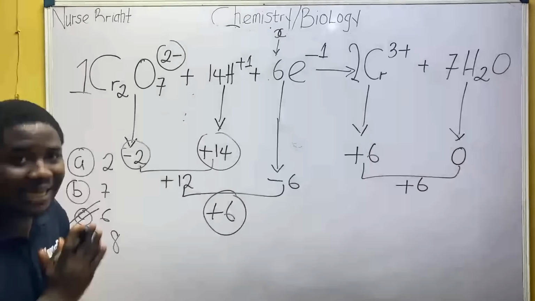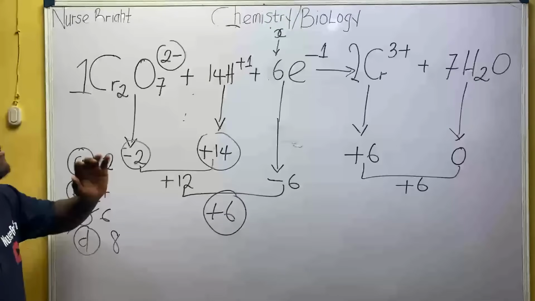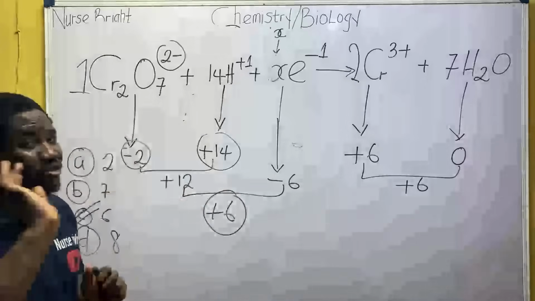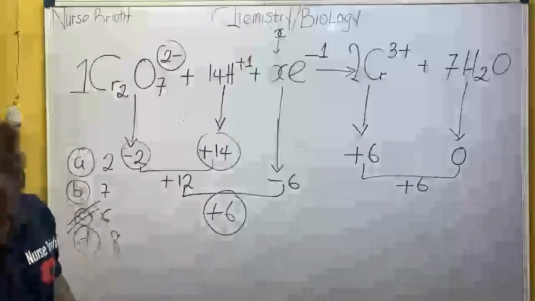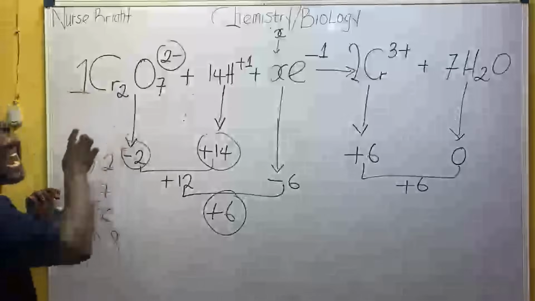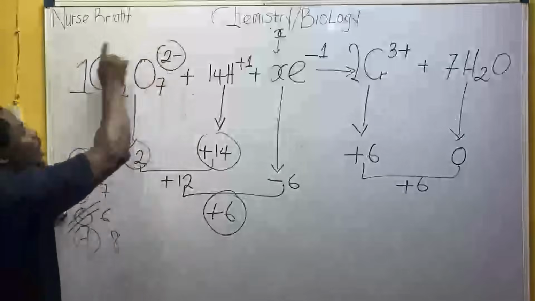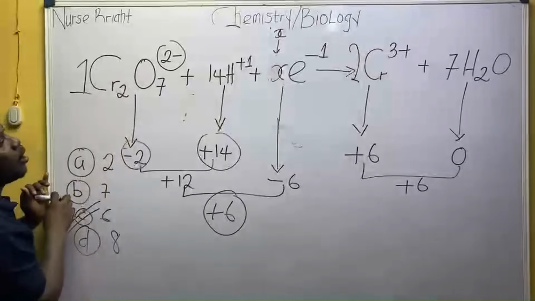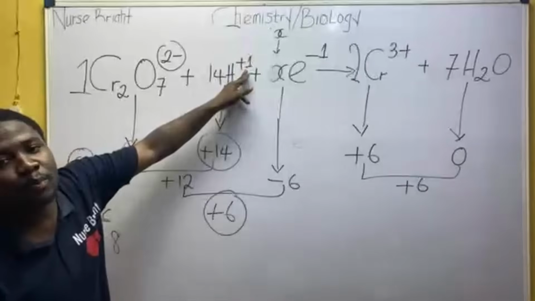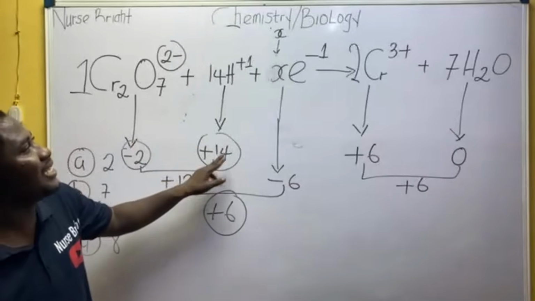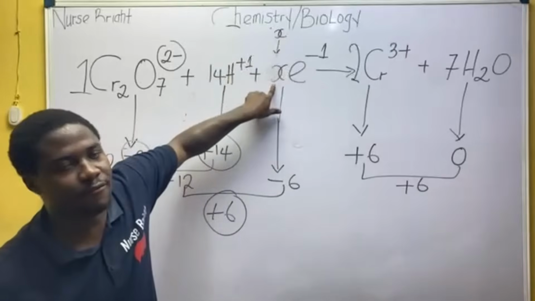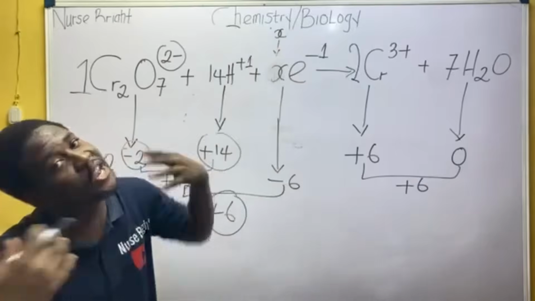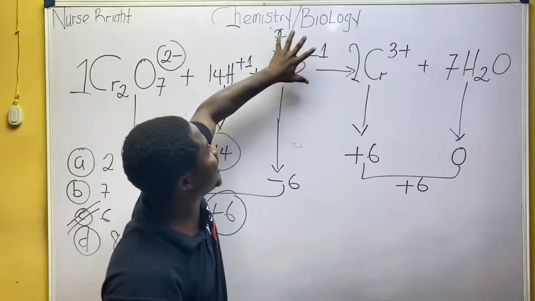I'll take it one more time for those who just came. So basically, listen everybody. What we did, they gave us a reaction. Here was X. They said look for the X. That's what they want us to do. So I brought out the net charges. What is the total charge here? Minus 2. 1 times minus 2 is minus 2. 14 times plus 1 is plus 14. So basically, this one is what we are looking for. So it remains like this. Leave this 6 that is coming down alone.